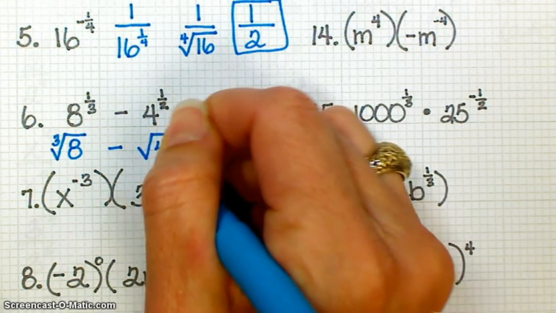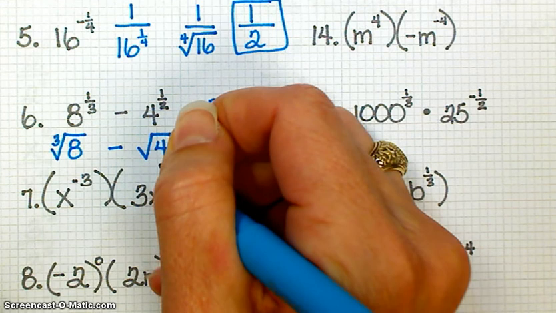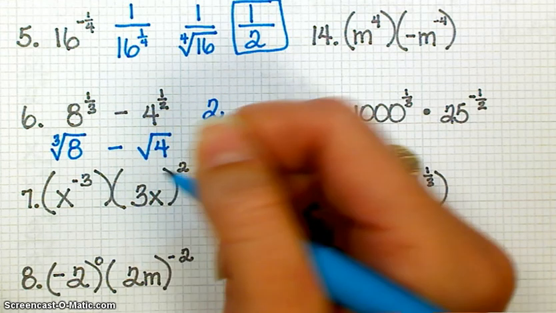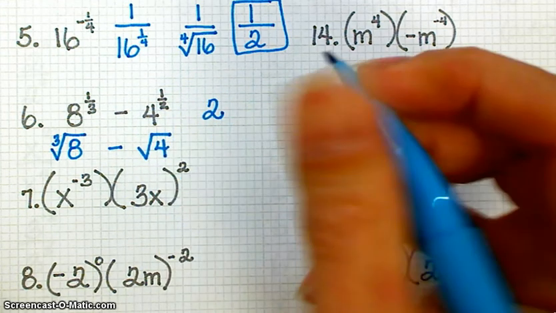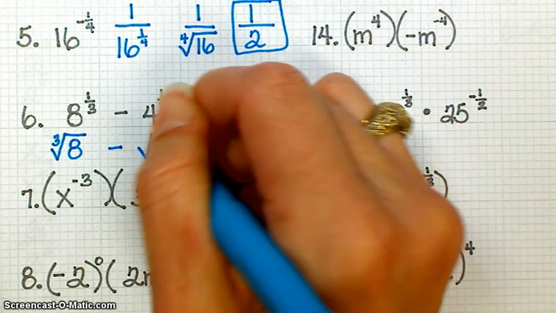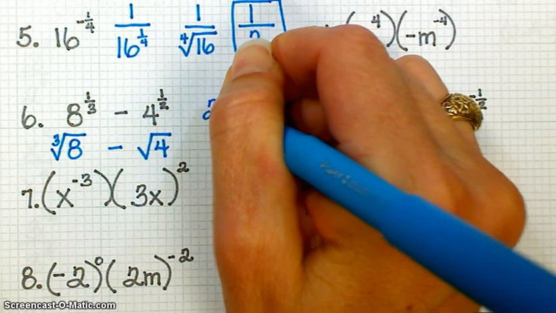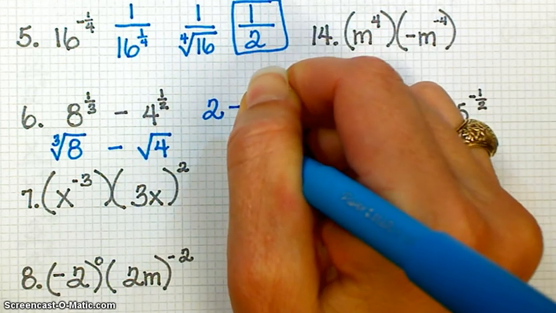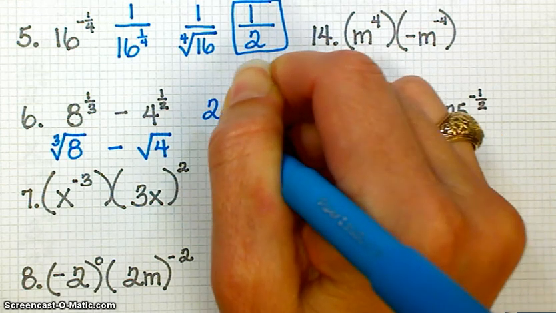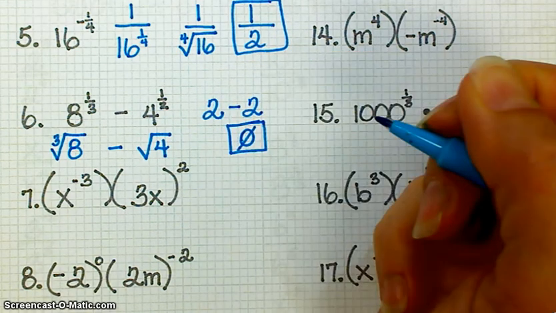And we're going to assume again, I mean technically the square root of 4 could be negative 2 as well, but we're just going to work with positive roots right now. So 2, and then the square root of 4 is also 2. So 2 minus 2, and that's going to give you an answer of 0.